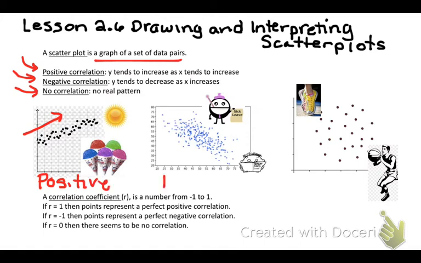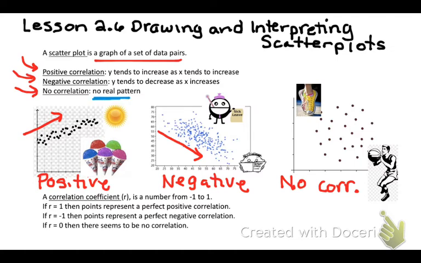The next one is negative correlation. And for negative correlation, it is falling from left to right. And our last example is relatively no correlation. So for our no correlation, you can see that there's no real pattern on the graph.